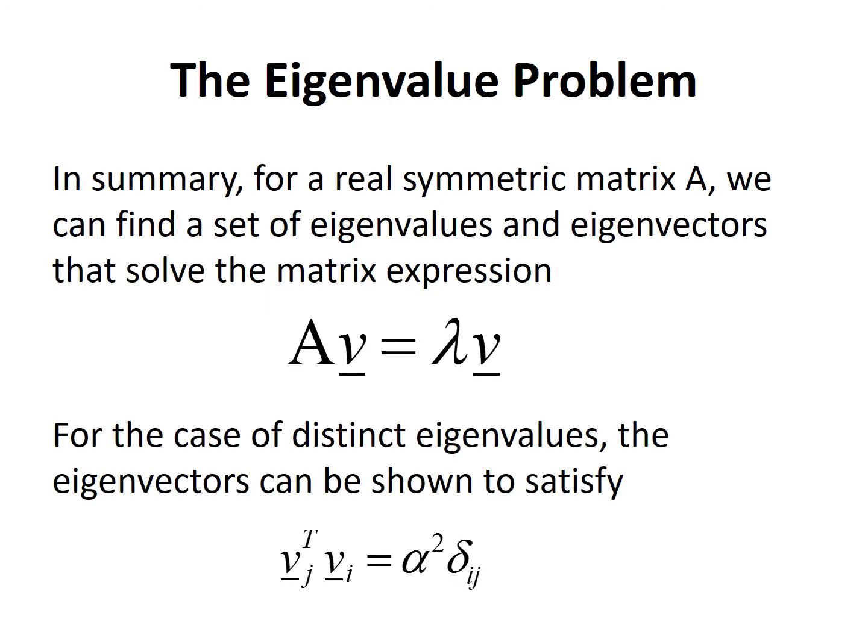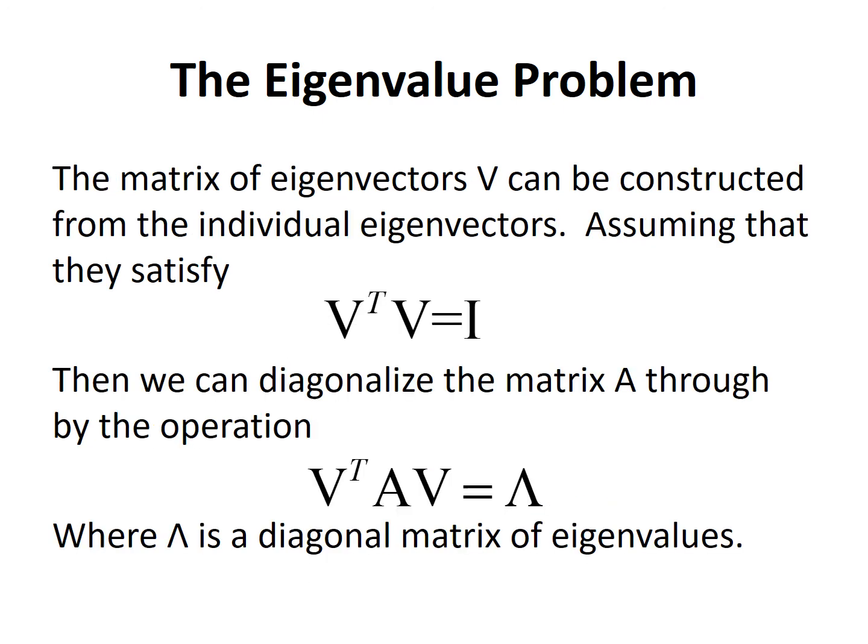So let's summarize. For a real symmetric matrix A, we know that we can find a set of eigenvalues, lambda sub i, and eigenvectors, V sub i, that solve the eigenvalue problem. For the case of distinct eigenvalues, the eigenvectors were shown to be orthogonal and not unique. The non-uniqueness of the eigenvectors allows us to scale them to any magnitude. Under the assumption that the eigenvectors are each scaled to unity magnitude, we can show that the transpose of the eigenvector matrix V is also its inverse. This property was shown to enable the diagonalization of the matrix A through the matrix product V transpose A V.